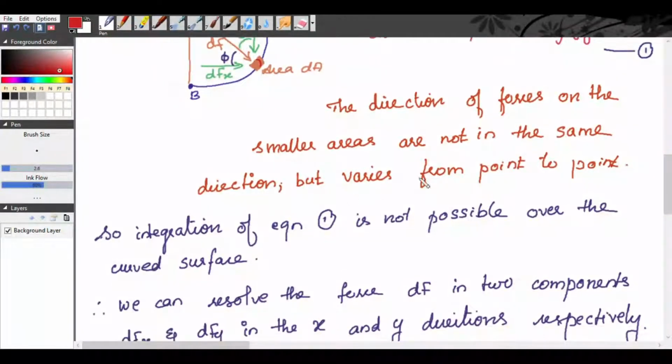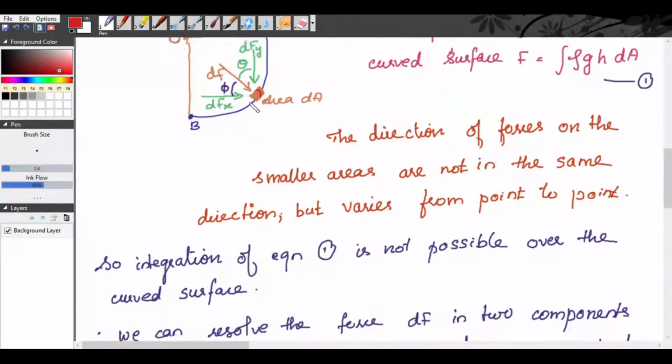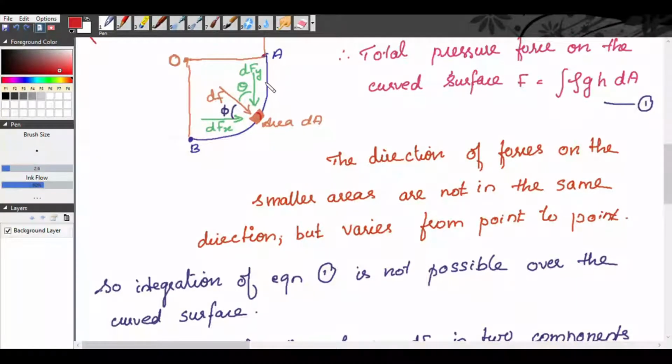The directions of forces on the smaller areas are not in the same direction, but vary from point to point. If you take this smaller area, and then another area at this point, the direction is varying. Here the direction is like this. Here, if you draw the tangent, the direction is like this. Again, if you take the smaller area at this point, the direction is changing. So the directions of forces on all the smaller areas are not in the same direction, but vary from point to point.